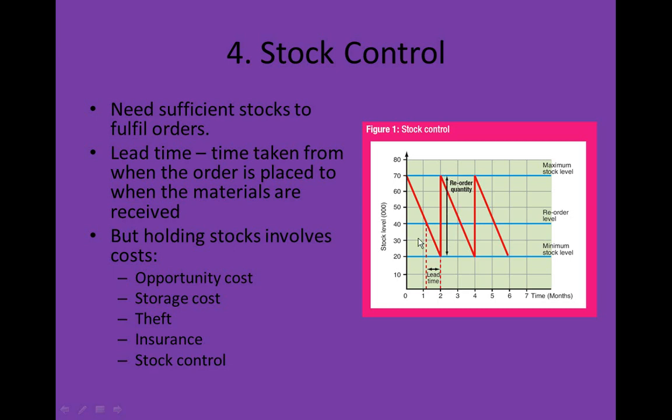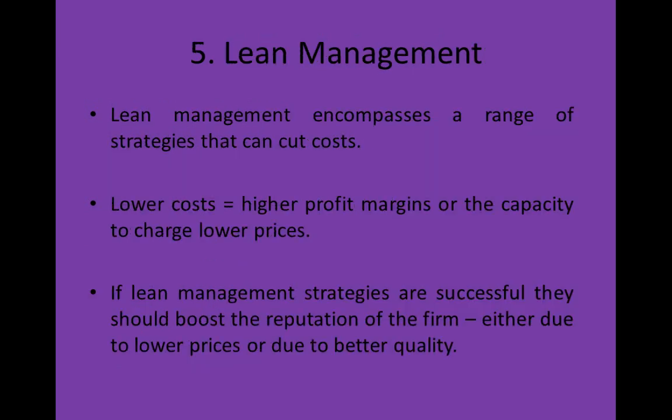That takes us from our minimum stock back up to our maximum stock, but we have to allow this lead time, so we have to allow the time from when we place the order to where we actually receive it, and that then puts our stock straight back up to maximum. So that's how we can control our stocks and try and get this balance between enough stock to fulfil orders but not so much stock as we have huge costs associated with holding them.